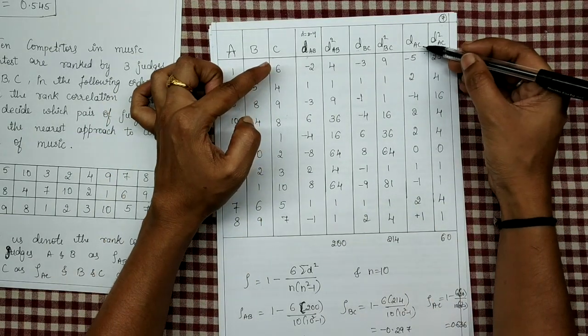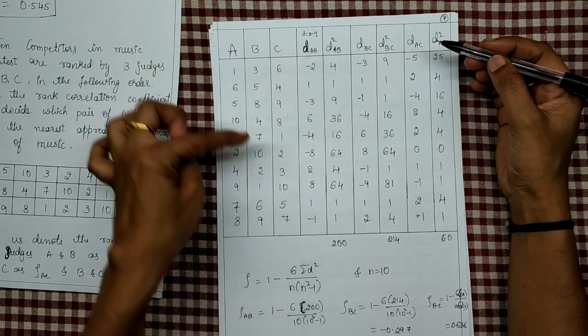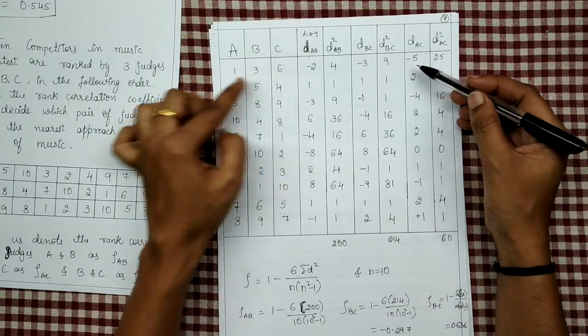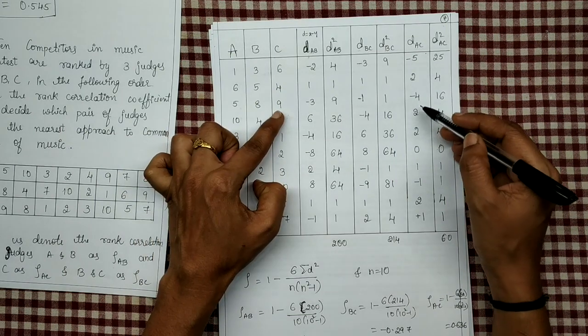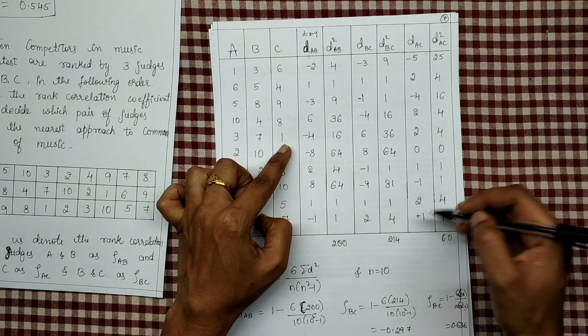Now, D_AC is the difference between the ranks given by A and C. So, A and C, the first column and the third column. 1 minus 6 is minus 5. 6 minus 4 is 2. 5 minus 9 is minus 4. 10 minus 8 is 2. 3 minus 1 is 2. Similarly, all the numbers you can write.